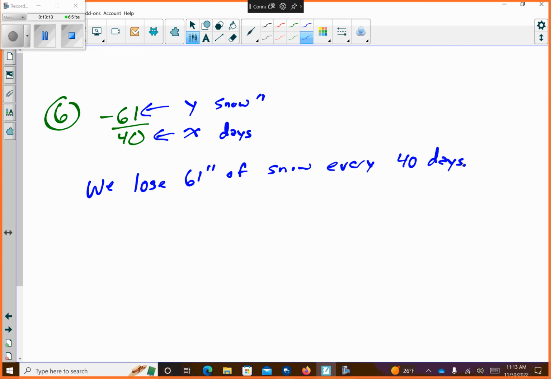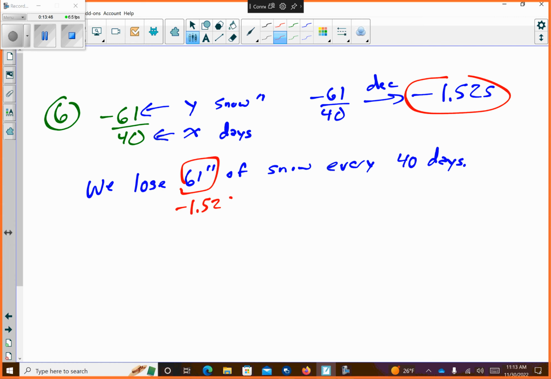Now, friends, I'm going to show you something a little bit different as well. If I converted this slope to a decimal by just dividing it on the calculator, I get negative 1.525. So now you can replace this for this, and this changes to every one day. They mean the exact same thing. If I said we lose an inch and a half of snow every one day, that's sometimes easier to fathom than we lose 61 inches of snow every 40 days. Does that make sense? Which one's right? Both. You pick what makes the most sense to you.